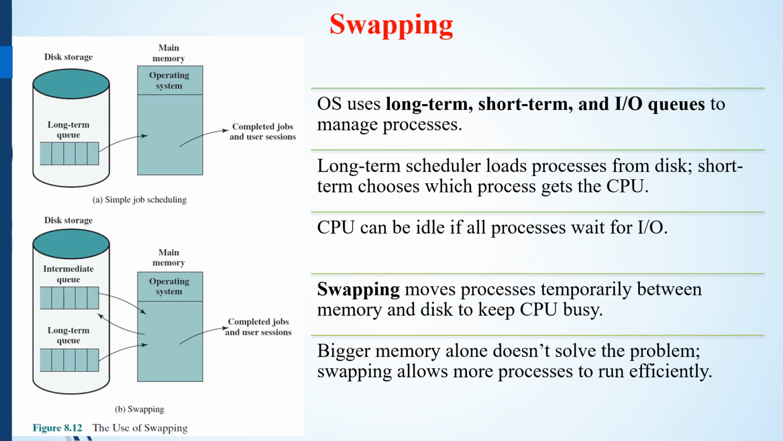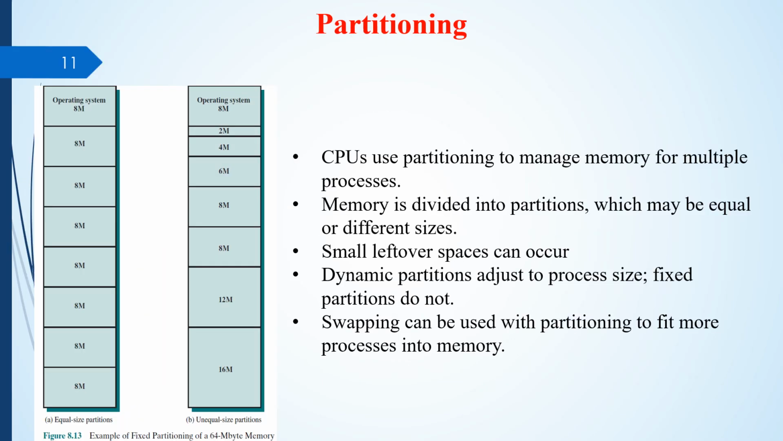The operating system can move a process from memory to disk temporarily and bring in another process to run. This way, the CPU keeps working even if some processes are waiting for input and output, and the system can handle more processes than memory alone allows. Next slide, we will talk about partitioning, the second memory management method.